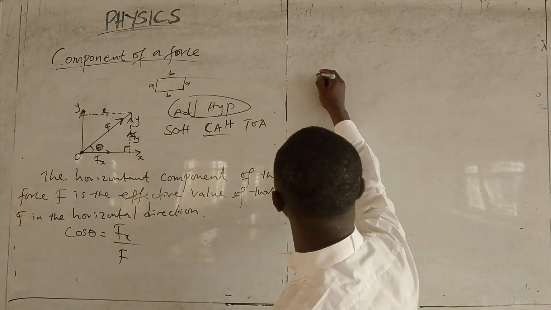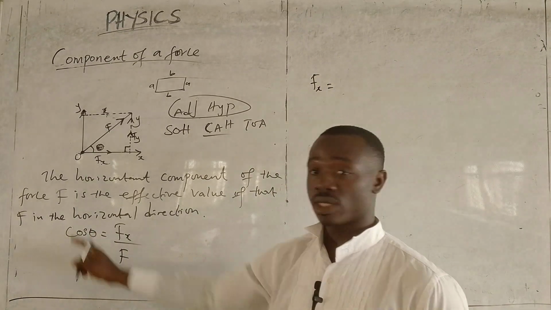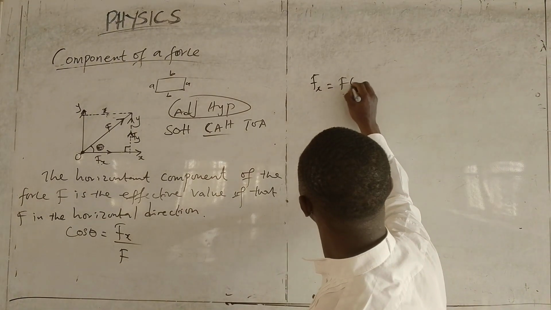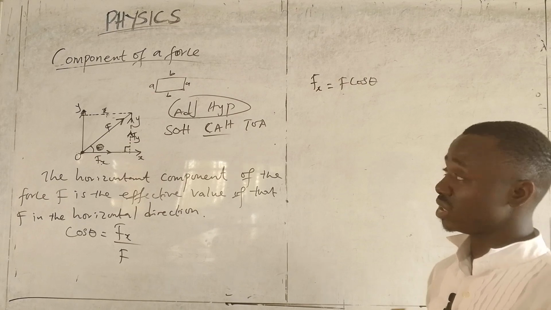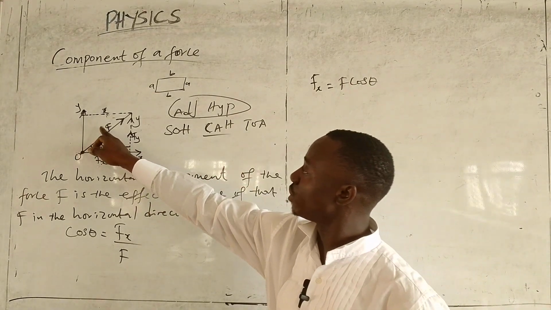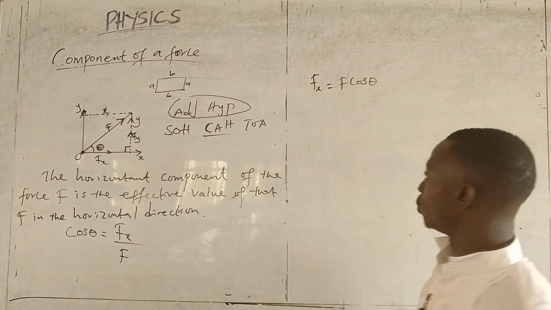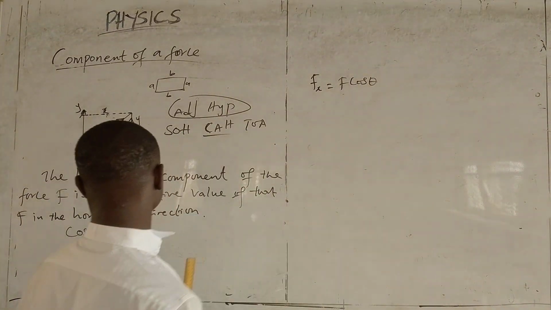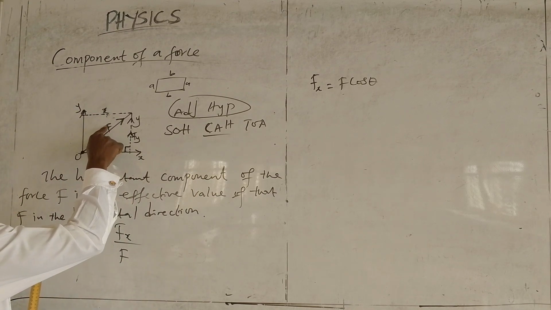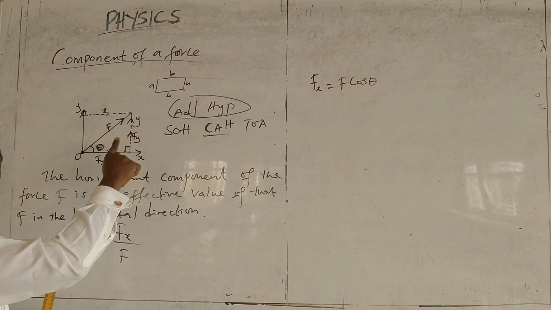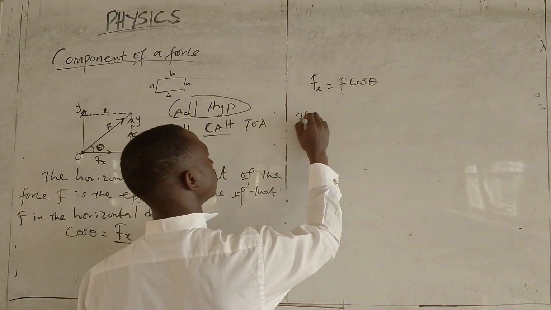So Fx will now be equal to this times this, isn't it? That's F cos theta, where Fx is the horizontal component. That is the effective value, the effect that this force F is going to have in the horizontal direction, for a force F that is inclined at an angle theta to the horizontal. Now, what of the vertical component?